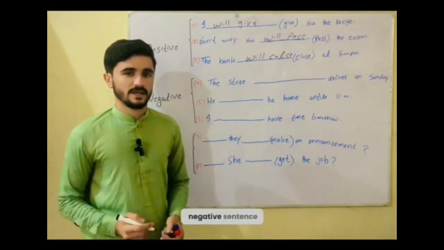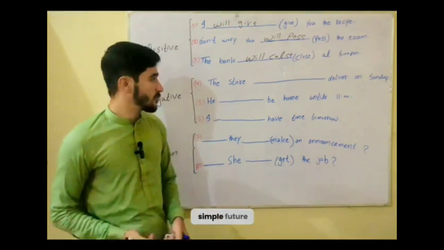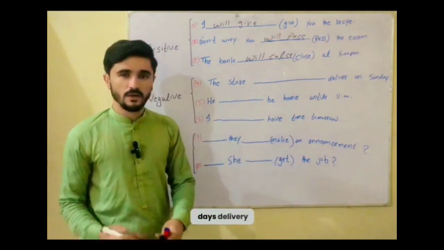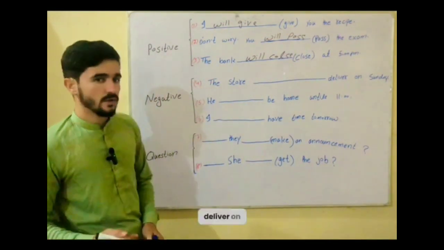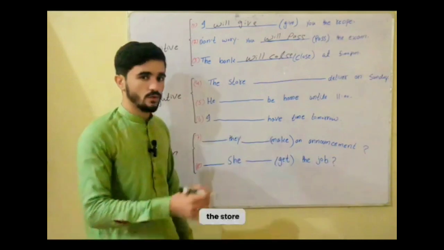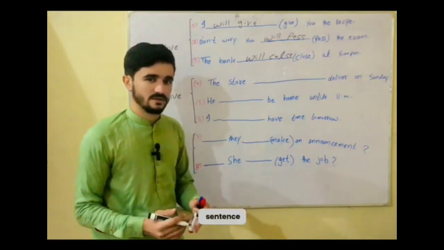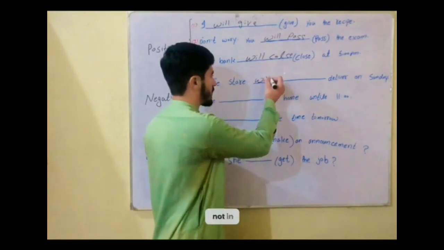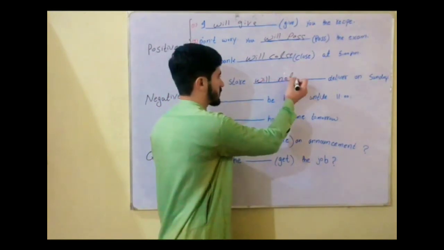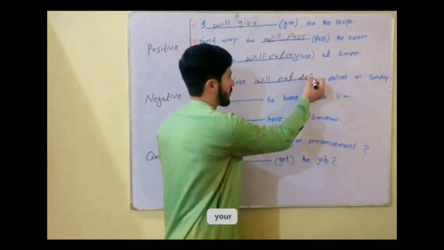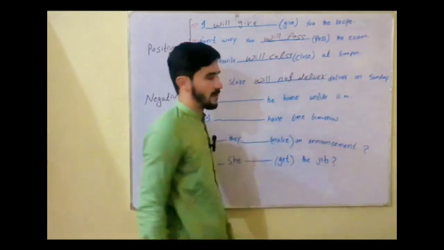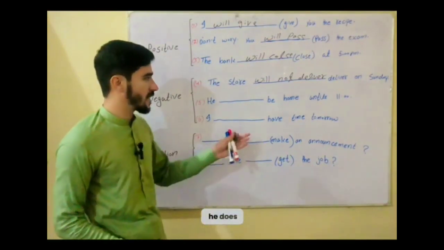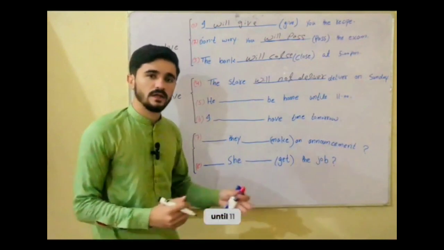How do we make a negative sentence in the simple future? For example, "The store dash delivery on Sunday." Deliver on Sunday. So the negative sentence: the store will not. We use not in the negative sentence. The store will not deliver on Sunday.